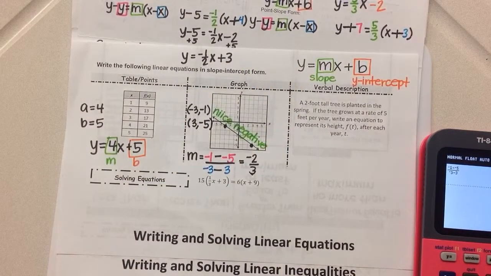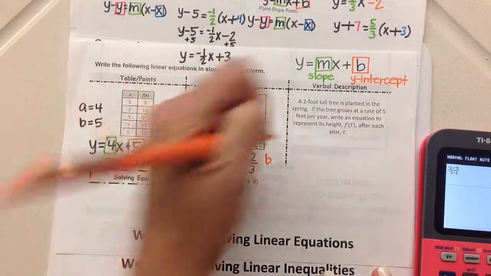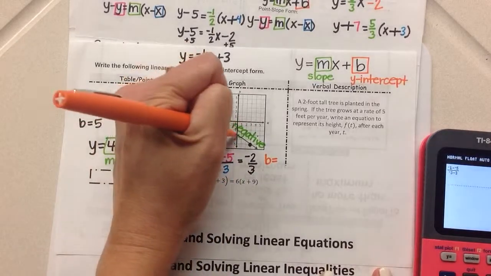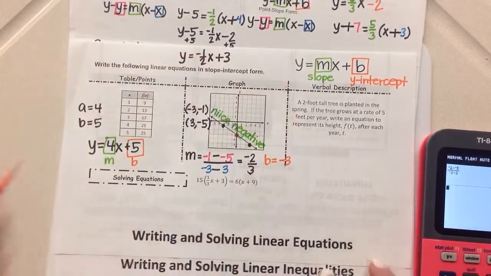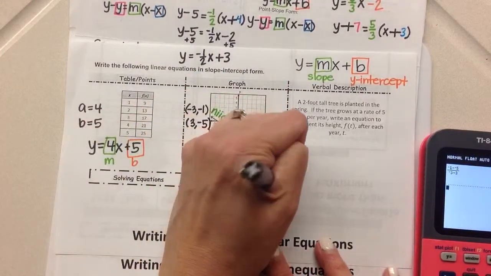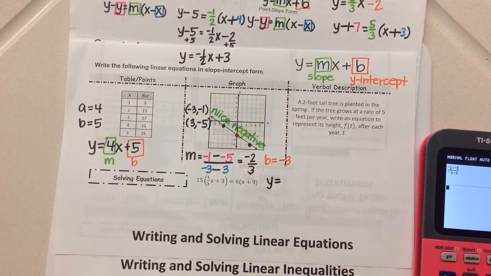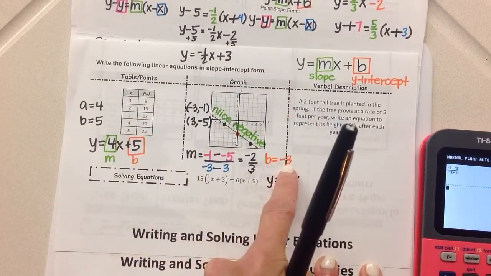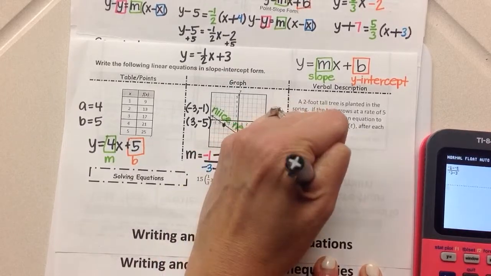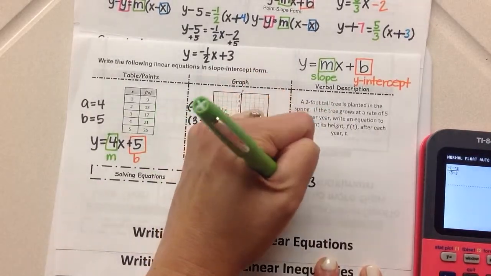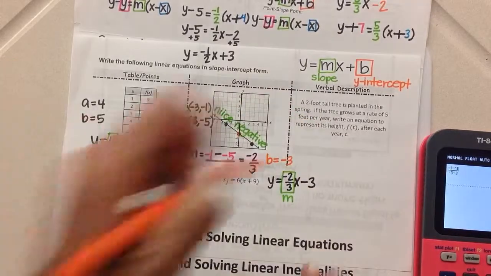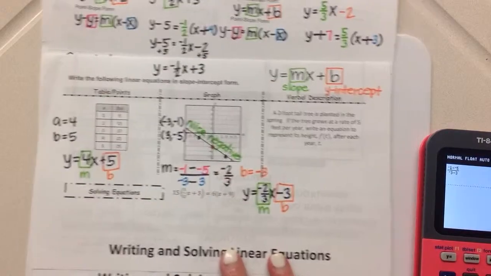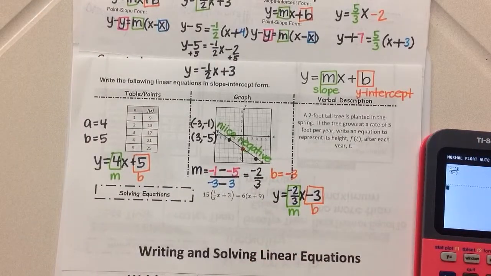And now all I need is a y-intercept, and I can find that just by looking at the graph. Where does this graph cross the y-axis? And it crosses the y-axis at -3. So now I can put this together and I can say my equation is y equals, I have a slope of -2/3 x, and then since my y-intercept is negative, it can be -3. So I'm going to identify these. This is my slope. The -3 is my y-intercept. And there's my equation.